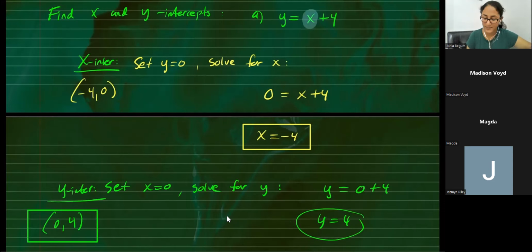So that's pretty much it. The rule is important, so make sure you know the rule. It doesn't matter what kind of function you're given, you're always doing this. If you're solving for x-intercept, set y to 0. If you're solving for y-intercept, set x to 0, and then solve. Let me know if this makes sense.